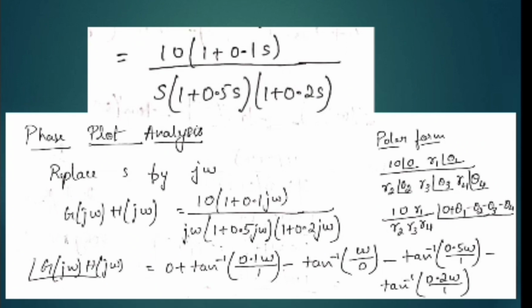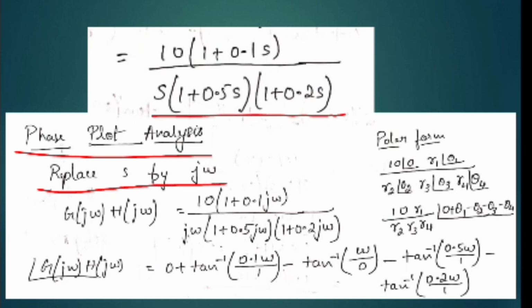Now let's go with phase plot analysis. So first step is replace s with j omega. So this is the equation. Let's replace on the left hand side. It becomes G(j omega)H(j omega) will be equal to 10 into, we have 1 plus 0.1s, so this becomes 1 plus 0.1 j omega. In the denominator we have j omega into (1 plus 0.5 j omega) into (1 plus 0.2 j omega).